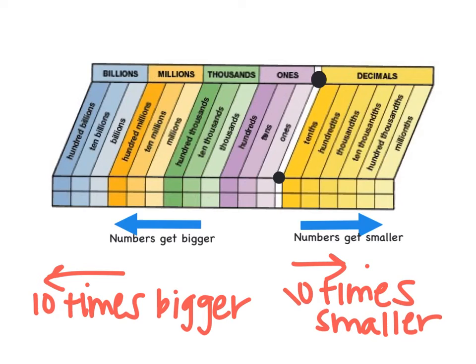So if I had the number 200 and I asked you to make this number 10 times bigger, I would move all of those digits to the left. So my 2 would move here, my 0 would move here, my 0 would move here, and since I have nothing in the one spot, I put another 0. So to make 200 10 times bigger, it would become 2,000.